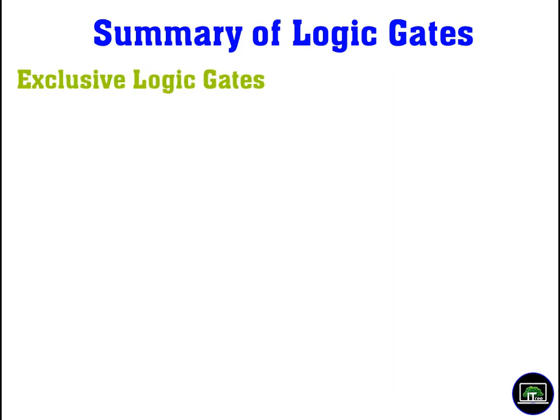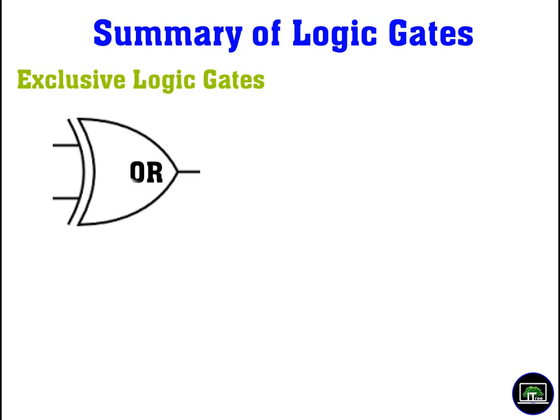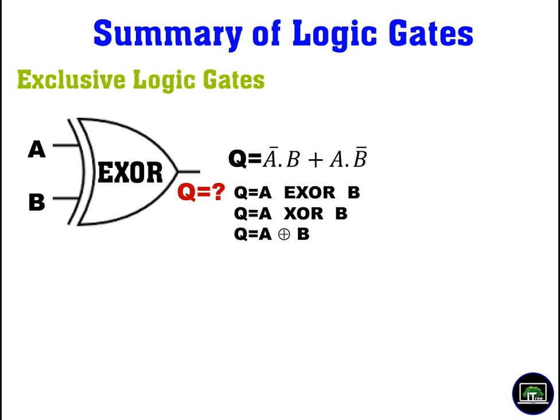Then we go for the next one. These are called exclusive logic gates. Very special. We have two exclusive logic gates. First one we call the exclusive OR gate, EXOR, sometimes called XOR. We have two inputs, A and B, output Q. What is the output? So very special. We say A bar dot B plus A dot B bar. The exclusive OR gate output becomes A bar dot B plus A dot B bar. Or sometimes we write A exclusive OR B.